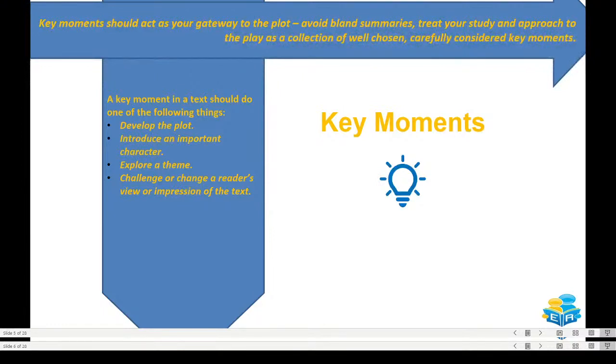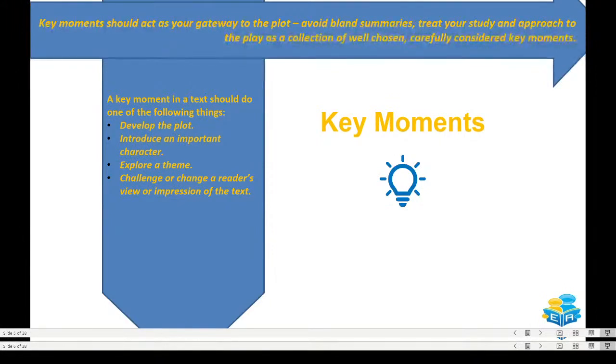It can do more than one, but it should at least do one of them. It develops the plot, so it moves the plot forward. It introduces an important character. It explores a theme. Or it should challenge or change a reader's or an audience's viewpoint or impression of the text. Something happens to make you shocked or startled or sad, whatever. That emotional, personal response.